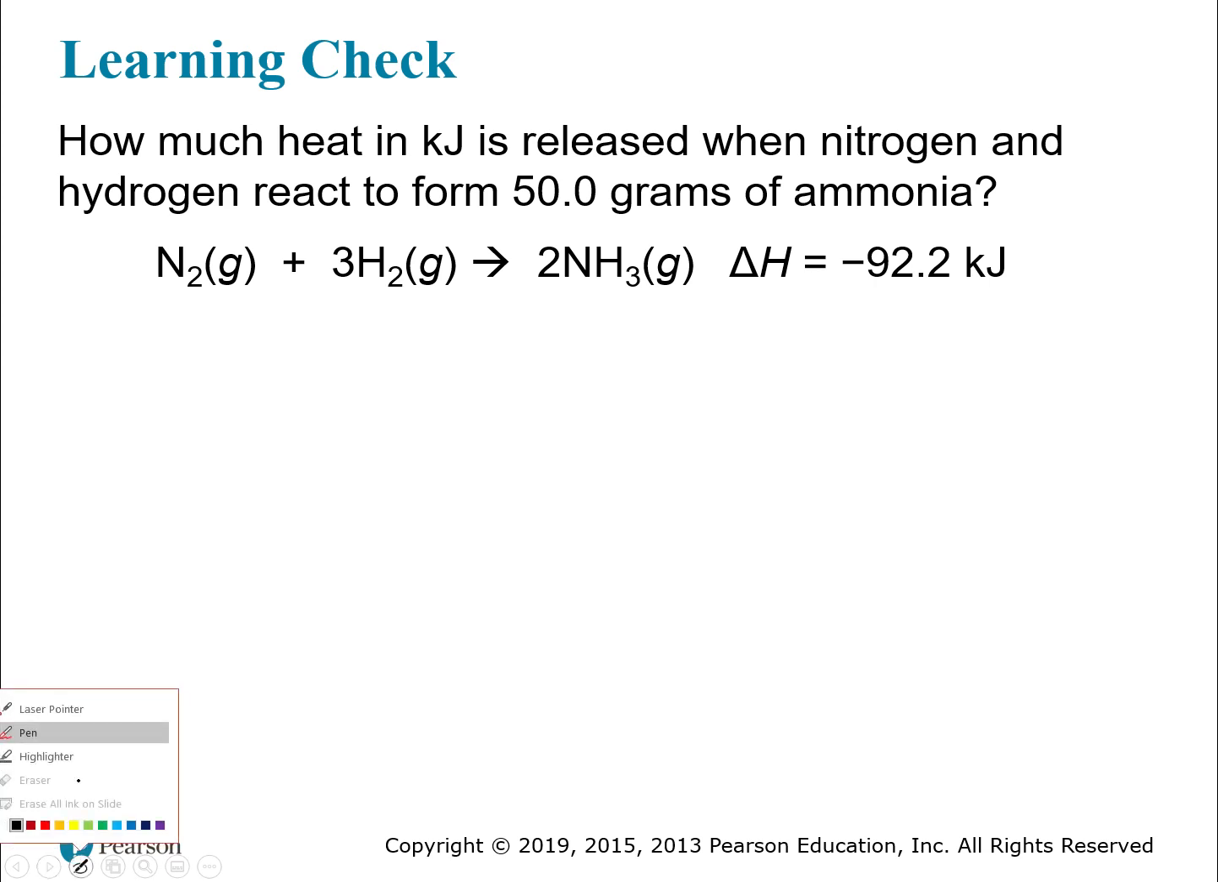You have to watch here. What you're told is 50 grams of ammonia. What we were writing, those conversion factors have to do with moles. So make sure that if you're given the number of grams to start with, that you convert to moles first. That's the only trick here.